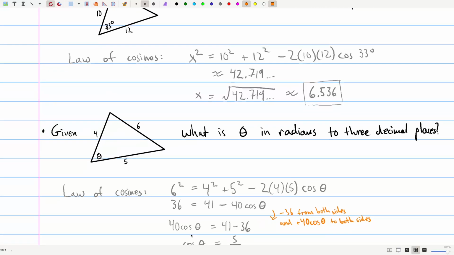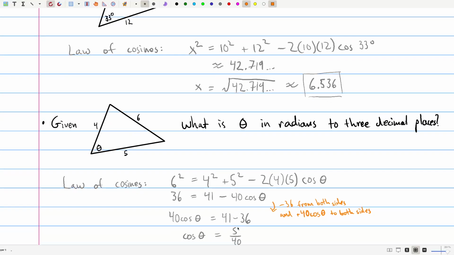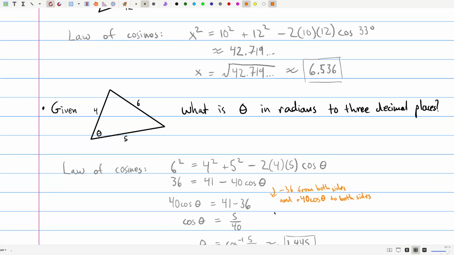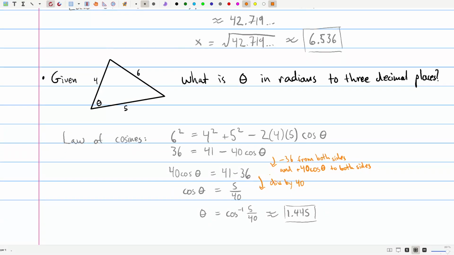And that gives us 40 cosine theta is 41 minus 36, which is 5. And then we can divide by 40. Let me write that here. Divide by 40. And then we can take the inverse cosine.